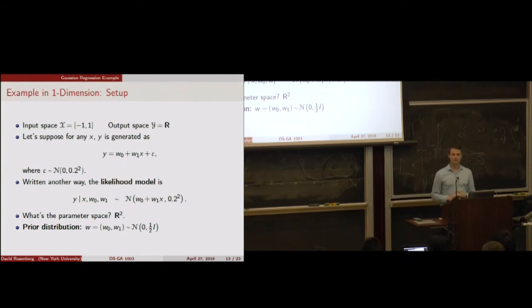Are W0 and W1 two separate distributions? W0 and W1 in general can have a joint distribution with each other. In this case, it's Gaussian with a diagonal covariance matrix, so they're independent. Does that answer your question?